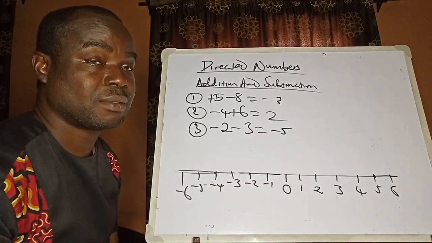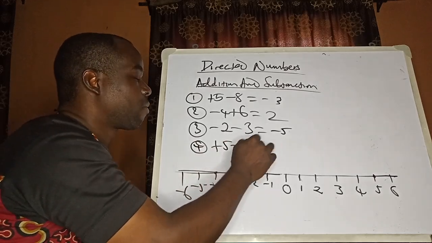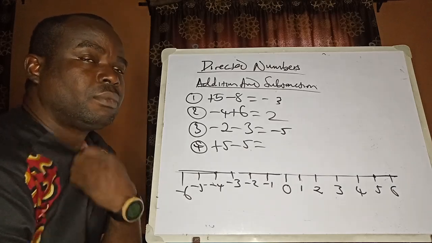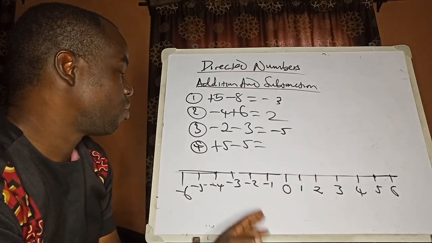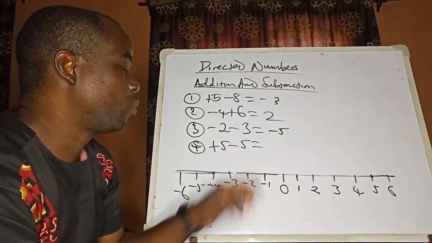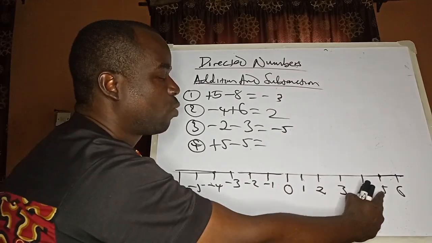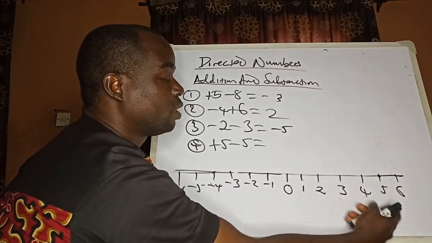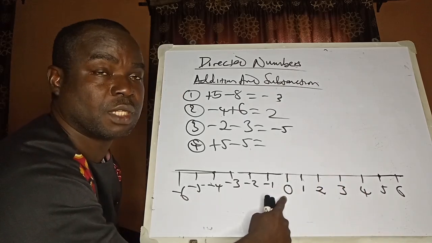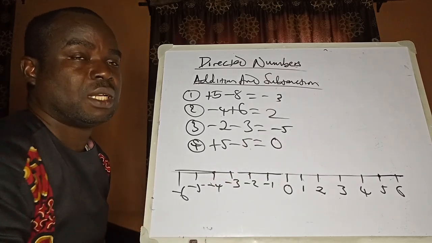Very simple, right? Let's do this one. Let's do plus 5 minus 5. What is plus 5 minus 5? Plus 5 minus 5 is you locate plus 5 and move 5 places backwards. So from plus 5, we go backwards. We now have 1, 2, 3, 4, 5. What is the answer? 0. Are we good? Now let us add one more.